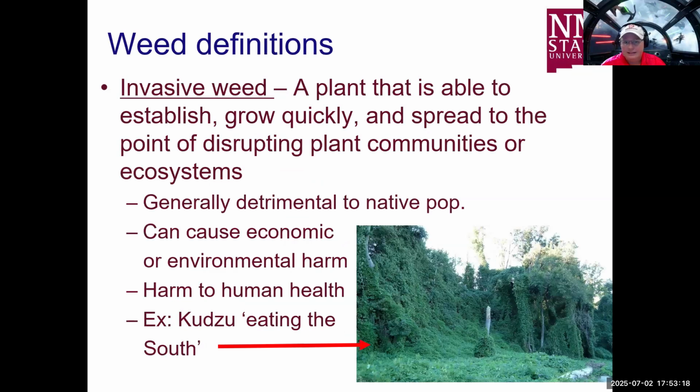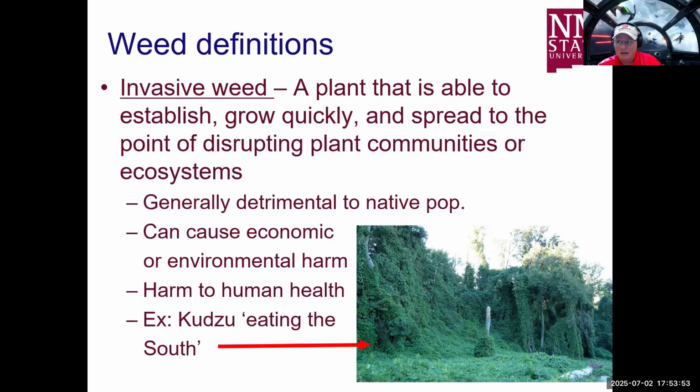An invasive weed is any plant that is able to establish, grow, and spread to the point of disrupting some sort of a community, whether that's a plant community, wildlife community, human community. They're generally detrimental to the native populations of plants. They can cause economic and environmental harm. I mentioned salt cedar. Salt cedar and Russian olive are two major noxious weeds that are responsible for draining our freshwater reservoirs, our lakes, our rivers, because they're found on the banks and they take up so much water. And that's water that we can't spare here in the Southwest.